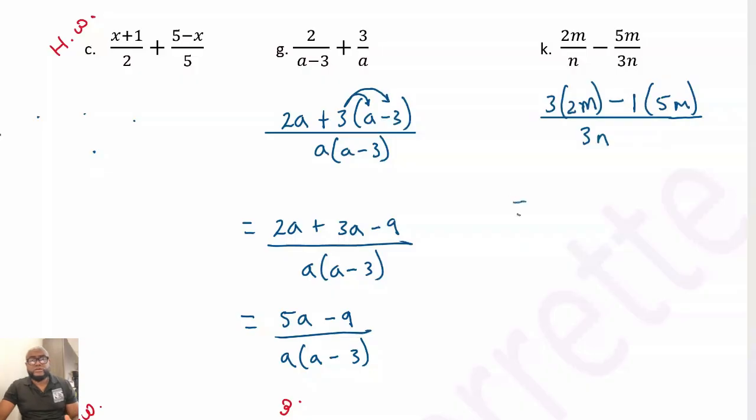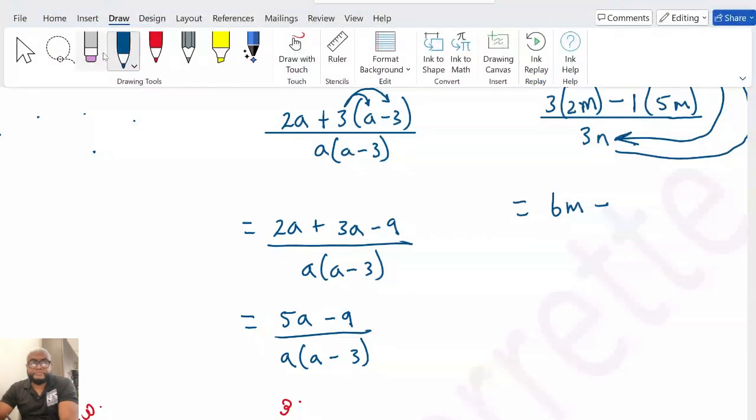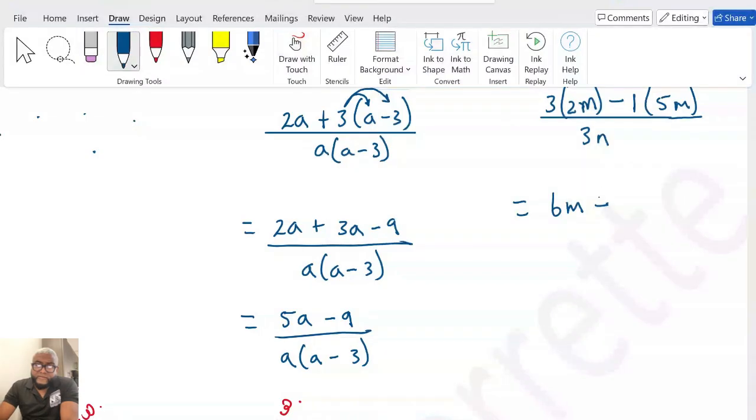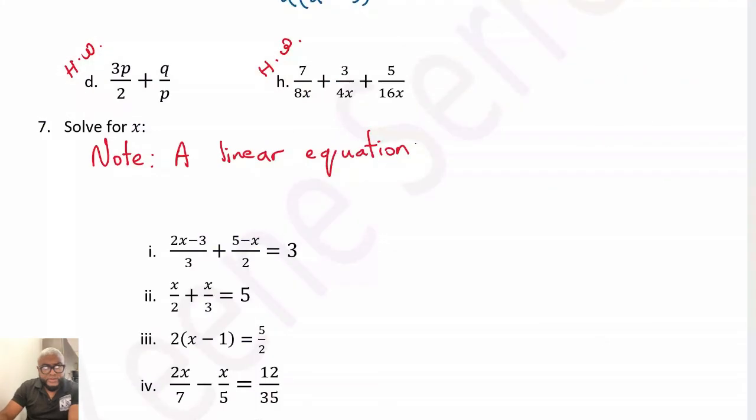Cool? So 3 multiplied by 2m will give me 6m minus 1. 3n into 3n is 1, and you take that 1 and multiply it by the 5n. So 6m minus 1 by 5m would just be 5m all over 3n. This will give me m divided by 3n. Simple as that.